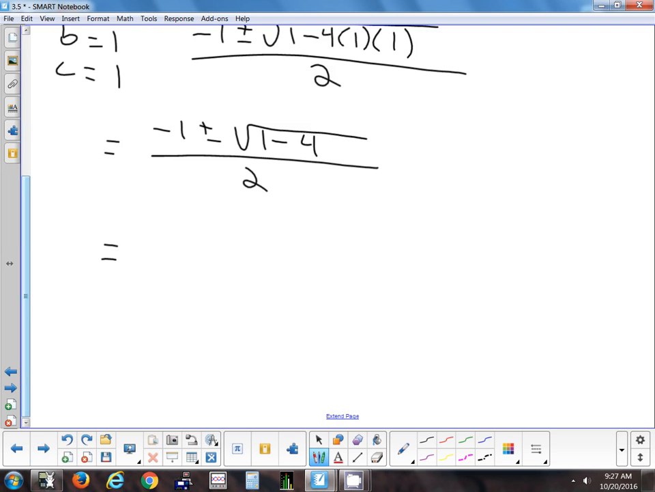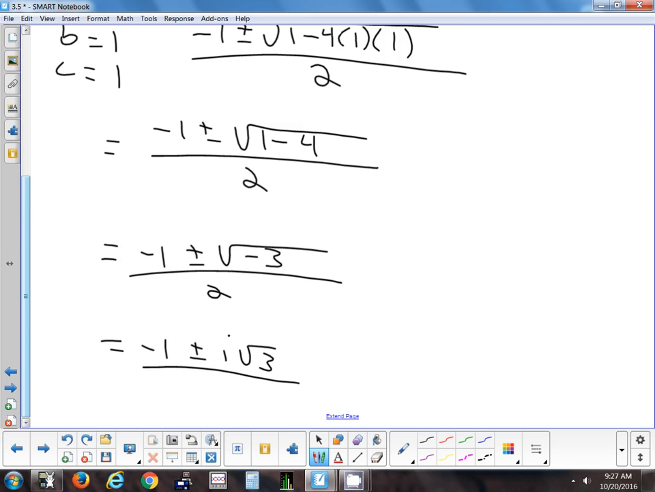Okay, I'm probably showing more steps than you really need to, but I'm just trying to show you every step. What's the square root of, what's 1 minus 4? Negative 3. And earlier I showed you how to deal with the square root of negative 3. How do we write that? I square roots of 3.